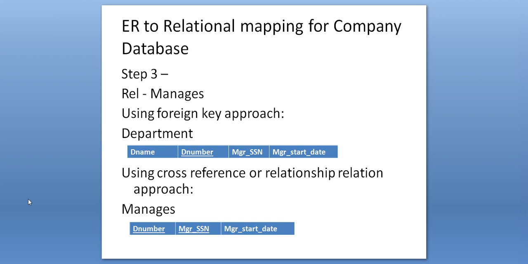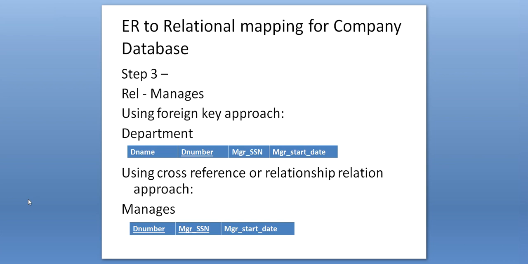We have to see all these details, and then we have to represent it in the relational model. So it has an attribute. And another thing about this manages relationship type is that the participation constraint is total from the department side, and it is partial from the employee side.